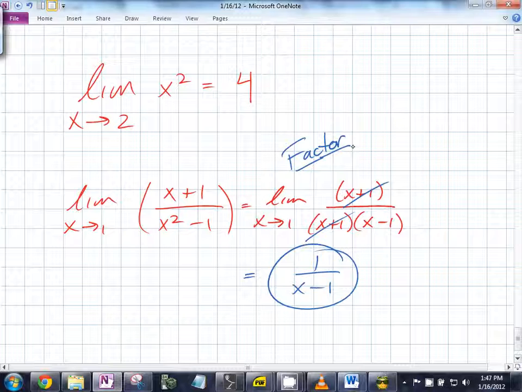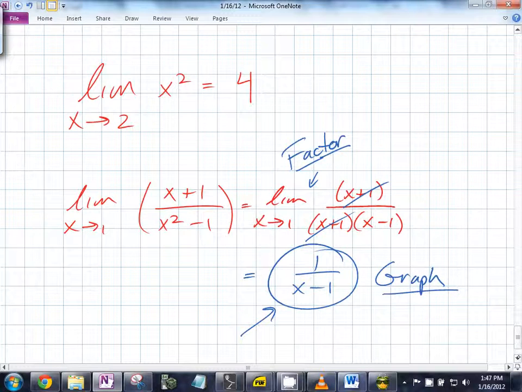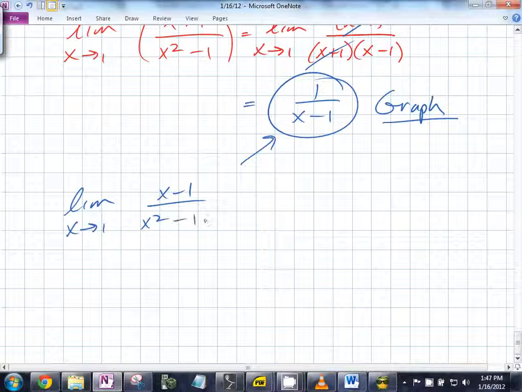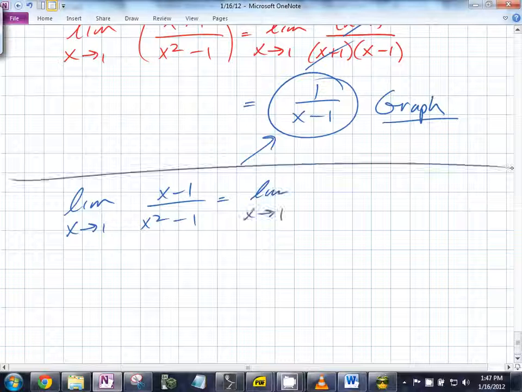Let's say I changed it just a little tiny bit. Let's say I had the limit as x goes to 1 of x minus 1 over x squared minus 1. What does that equal? That equals the limit as x goes to 1. This is a different question, remember. Of x minus 1 over what? x plus 1 times? What cancels? And you're left with the limit as x goes to 1 of 1 over x plus 1. What's that equal? 1/2. Because what can you now plug in? You can now plug in 1 into that one.